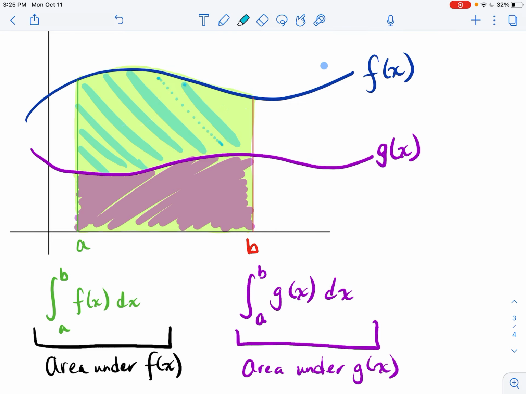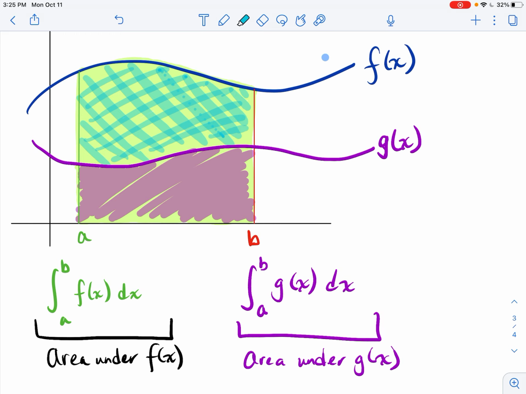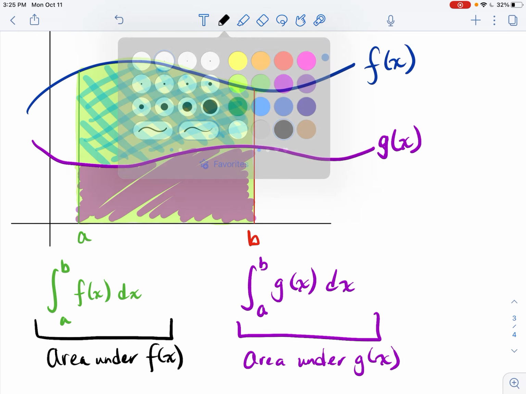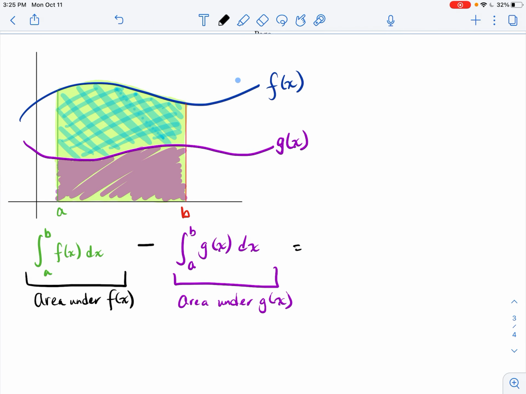The area that is in between f of x and g of x. Well, it would then make sense that if I take the green region that I had highlighted earlier and subtract the area of that purple region, what's left over is this area that I'm delineating here in blue, right? This region here would be what would be left over. So in other words, I could subtract these two integrals, and this will then give us the area enclosed between f of x and g of x.